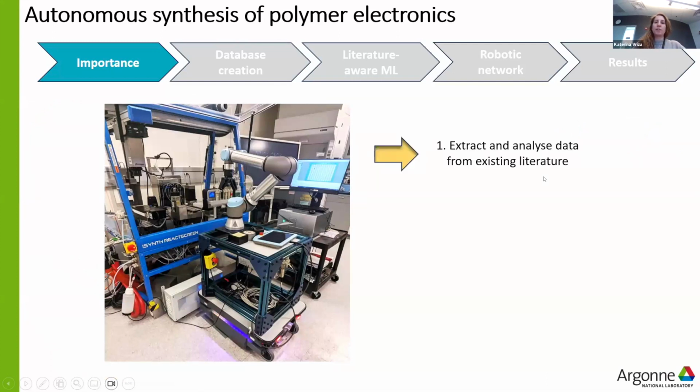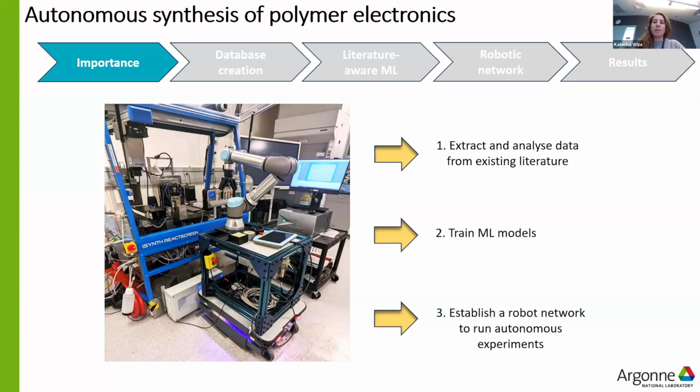To do that, we followed a three-step approach. First of all, we extracted and analyzed the data from existing literature, to learn what has been done in this field so far. Then we use this data to train machine learning models, and then we establish a robotic network so that we can run our experiments autonomously, and they will be guided by our machine learning model, which is trained on literature data.